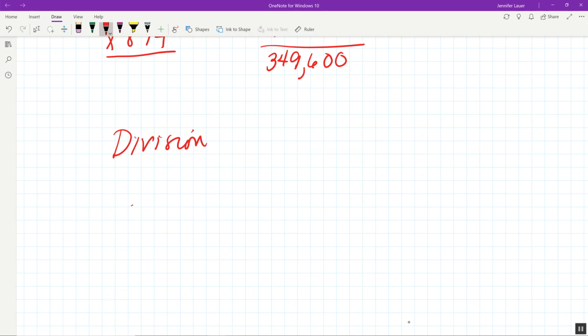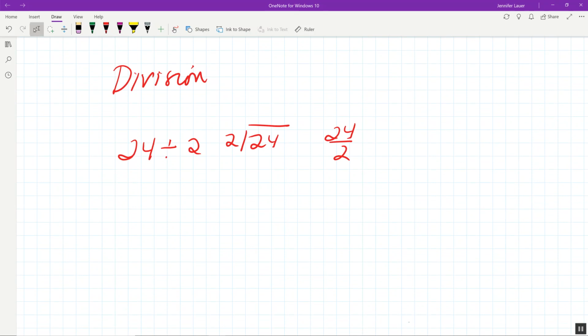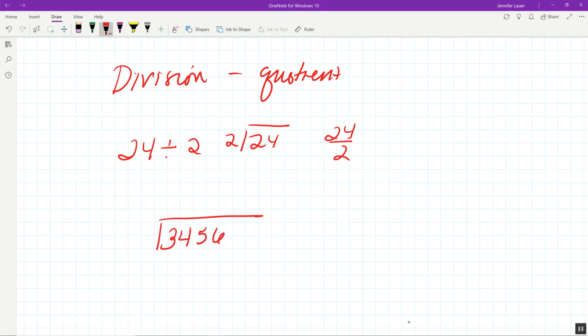Okay, so first of all, I'm going to show you the different ways division can be written. All of these mean the same thing, which is 24 divided by 2. The answer to a division problem is a quotient, just like the answer to a multiplication problem is a product. So let's try one. We're going to say 3,456 divided by 7. Now, why did I choose this way? Well, this is long division, and this is the easiest way to work these out.